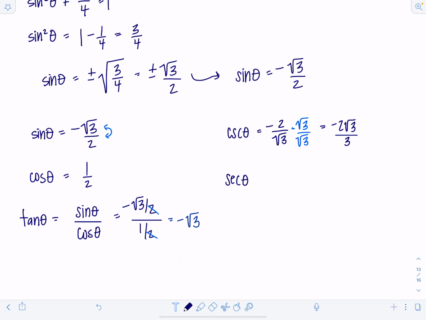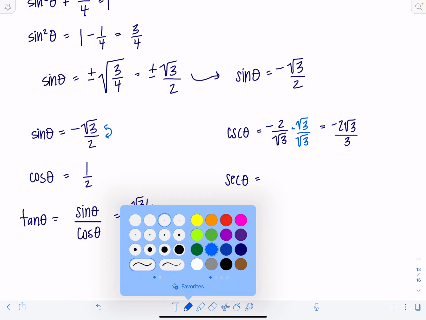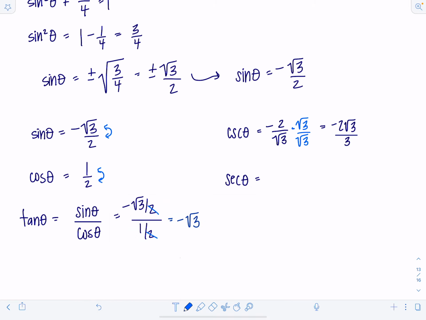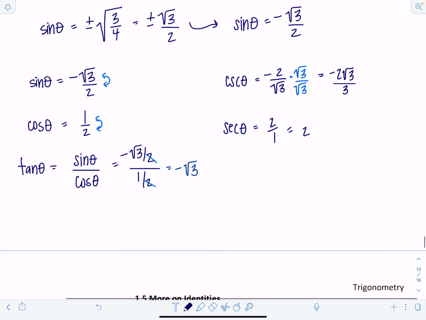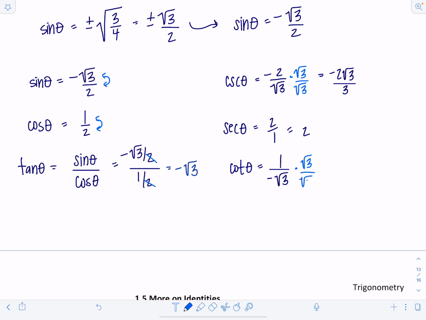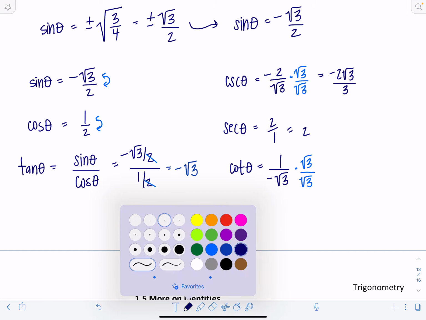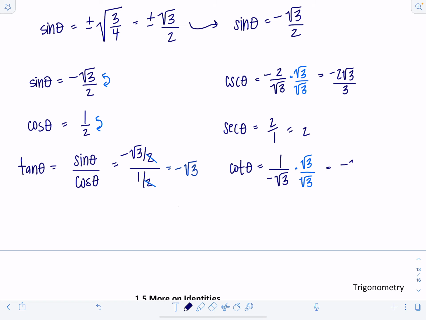Secant theta, again, that's the reciprocal of cosine theta. Ooh, this one's easy. It's just 2 over 1, which is 2. And then lastly, cotangent theta is the reciprocal of tangent theta. So it's going to be 1 over negative rad 3. I have to rationalize that one. So multiply by rad 3 over rad 3. And we have negative rad 3 over 3.